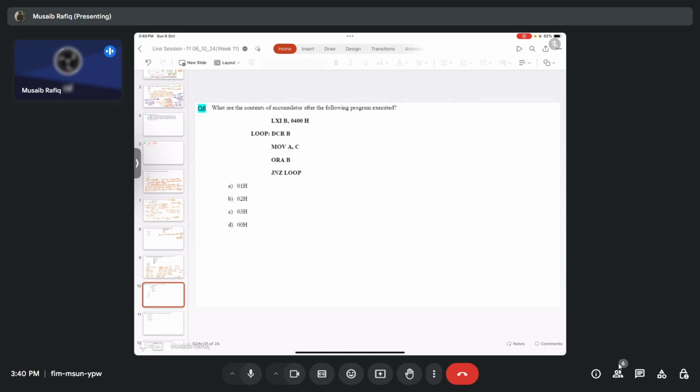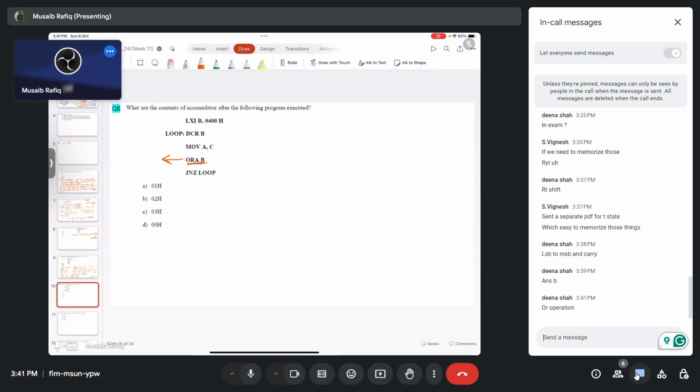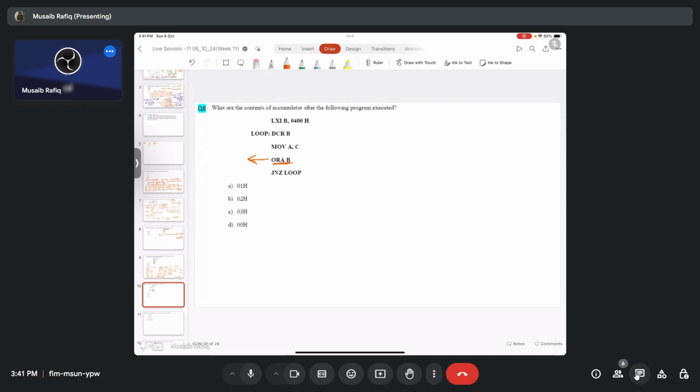I'll read the question for you guys. What are the contents of accumulator after the following program is executed? LXI B, 0400, loop: DCR B, MOV A,C, ORA B, and JNZ loop. By the way, one instruction we haven't so far encountered. Do you know what this instruction means? Please tell me what this instruction means, and then you can proceed with the question. Yes, this is the OR operation of B with the content of accumulator A.